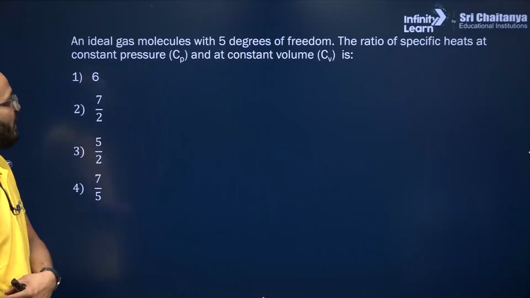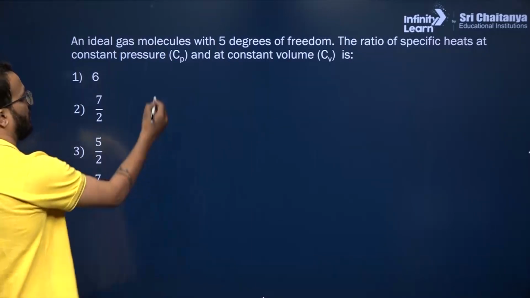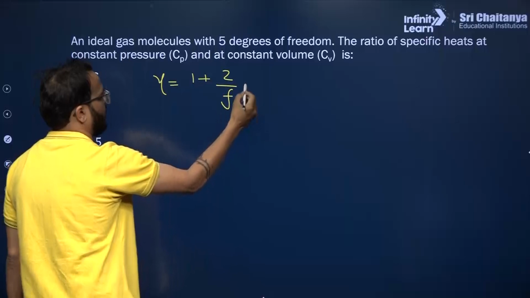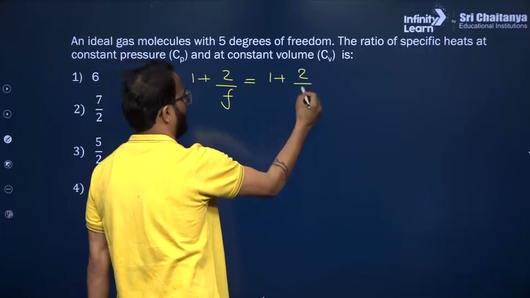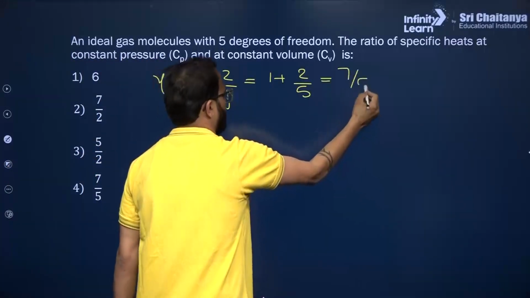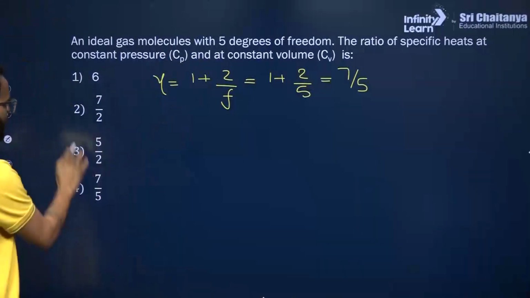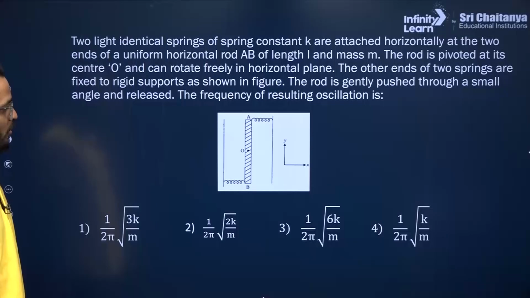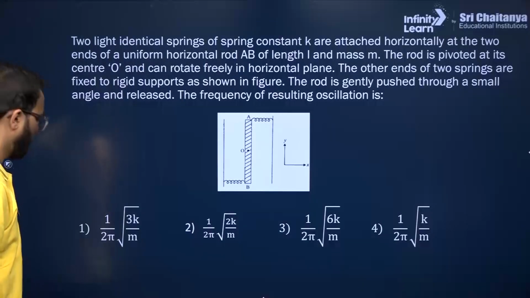Ideal gas molecules with 5 degrees of freedom, the ratio of, oh god, what is gamma? 1 plus 2 by F. 1 plus 2 by 5, it is 7 by 5. Remember this formula, this is important. Fourth option is correct, okay? Oh god, this is a good one.